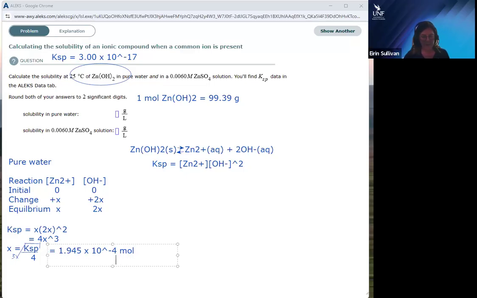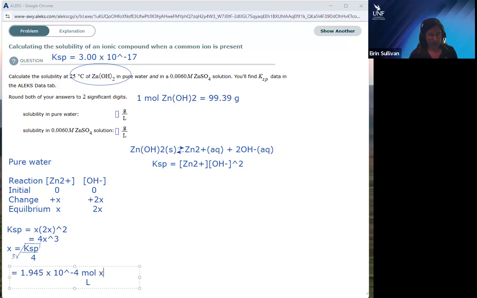If I want to convert moles per liter to grams per liter, to get it from molar solubility to solubility, I'm going to use my molar mass. So every 1 mole of zinc hydroxide weighs exactly 99.39 grams. So we can see that moles will cancel out, and that will give me units of grams per liter, which is solubility.